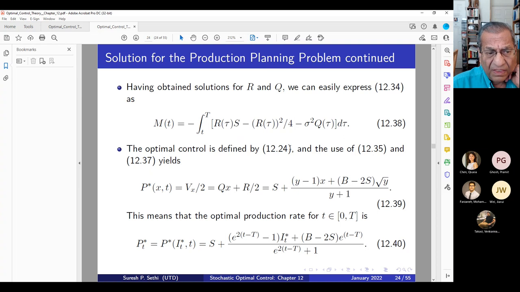So now, the optimal control, which is V sub x by t, and we exactly know what V sub x is, we can write the optimal control to be this formula. This means that the optimal production at t is P star, which is P star of I t star, t, because I t star is the optimal inventory path under this control P star. And we are saying that this optimal path is to produce equal to sale plus some adjustment, which depends on the current value of inventory and time t.